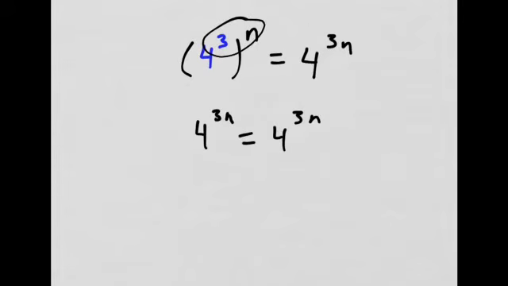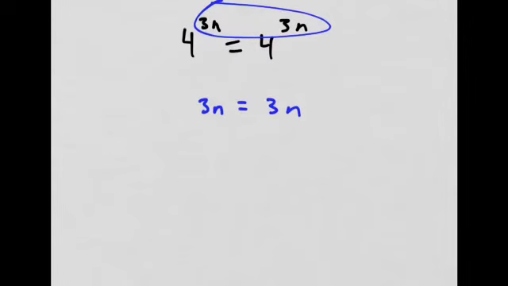Well, those have to be equal, so 3n. Once the bases are matched, we can say 3n equals 3n. If I subtract it to one side, watch what happens. It goes away, and I just get 0 equals 0, which is true.